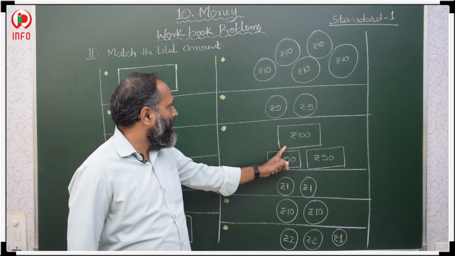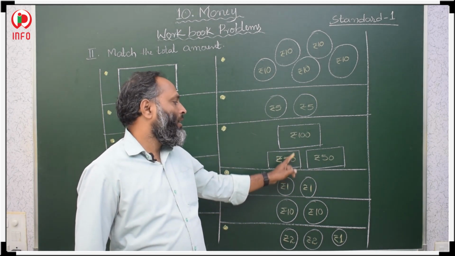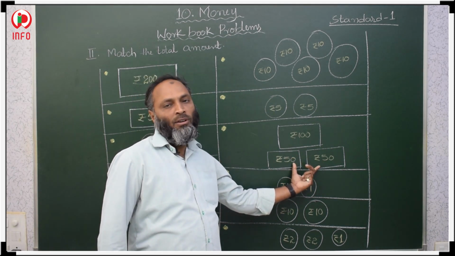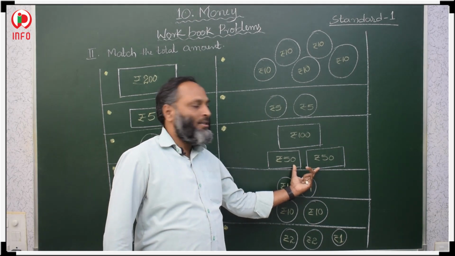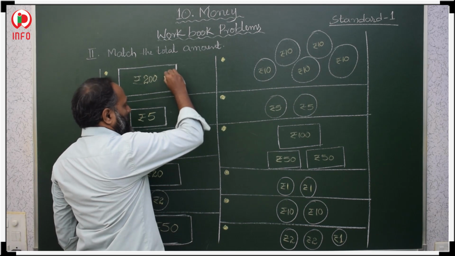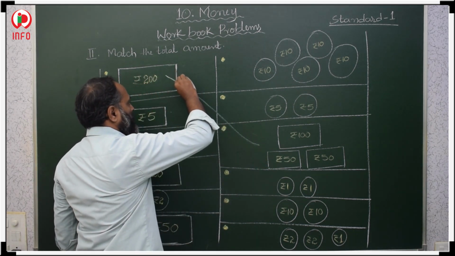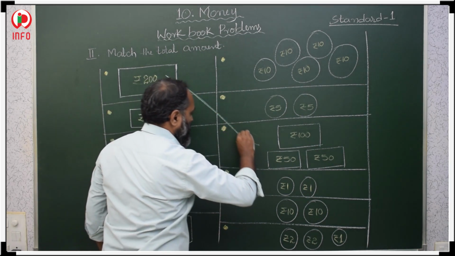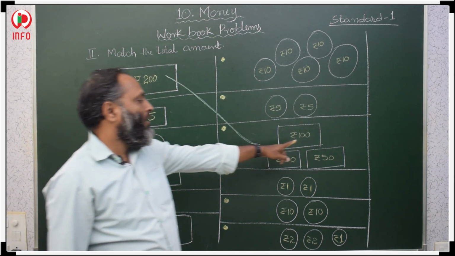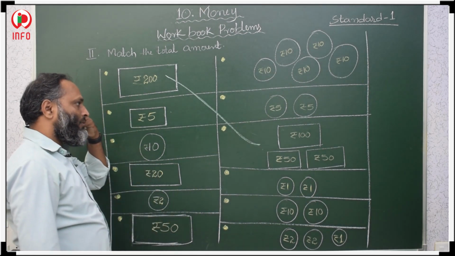See here. In the third one, 100 plus 50, 150. 150 plus 50, 200. It is very easy. 50 plus 50 we know is 100. So 100 plus 100, 200. So this 200 we have to match with this 200. This 200 currency note is equal to 100 plus 50 plus 50.